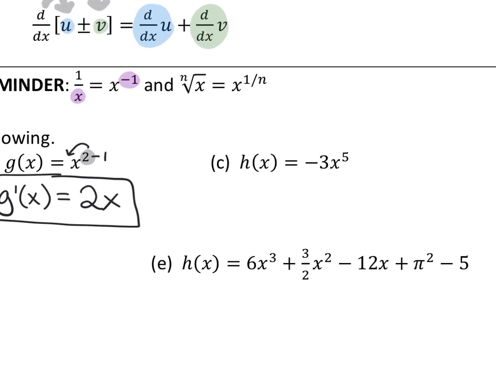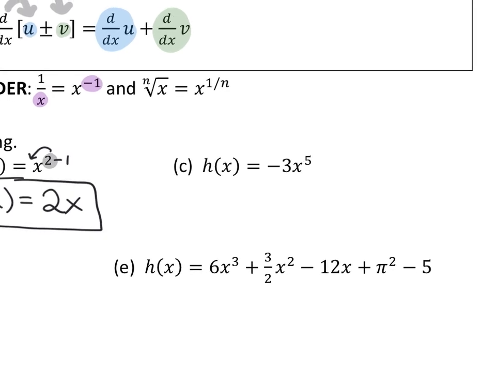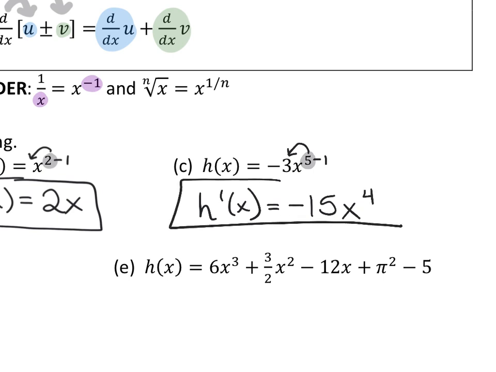So let's practice that again. What if it's negative 3x to the 5th? If I want to take the derivative, h prime of x, all I do is take this number and multiply it in front. There's already a number in front, so we just multiply it by that number. What's negative 3 times 5? Then you just subtract 1 from the exponent. So this is going to be negative 15x to what power? That's the derivative of negative 3x to the 5th.